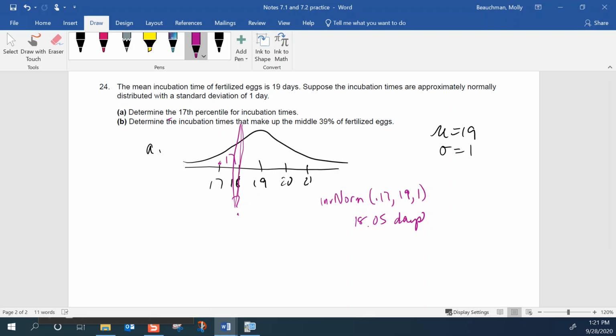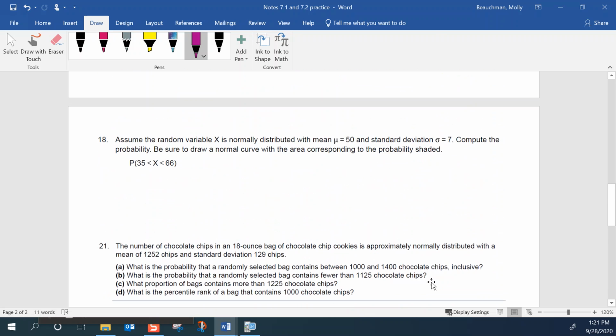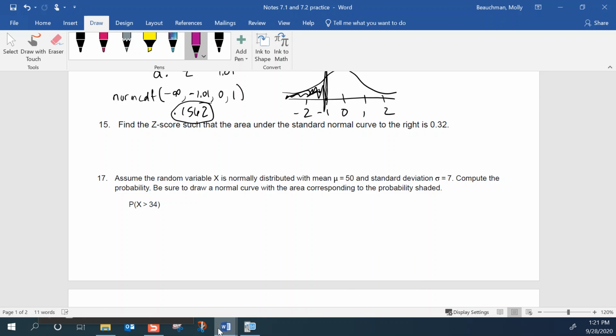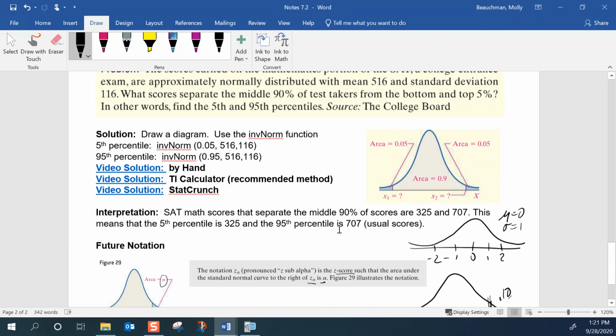Right. So we're going to stop there. Again, StatCrunch does all of these same things. So if you want to try, view the videos in the notes, or they're in my math lab as well. On the notes, notice you have a solution by hand, calculator, and StatCrunch. Please use either the calculator or StatCrunch.